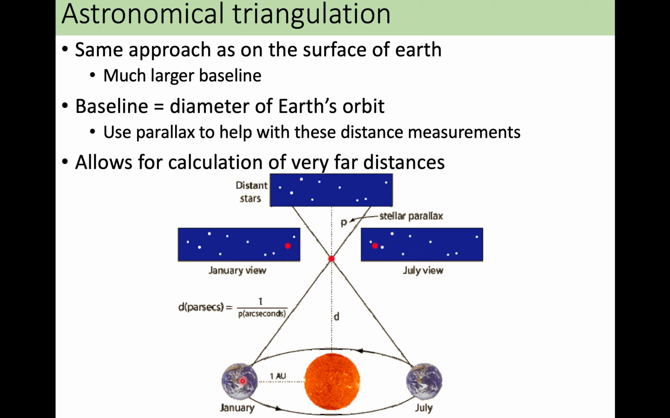So we take a measurement in January, and then we wait and we take another one in July when we're on the other side of our orbit. So then our baseline is 2 astronomical units. Where the astronomical unit, remember, is the distance from the Earth to the Sun, so sort of the radius of our orbit, our baseline would be 2 of those because we're going from one side of the orbit all the way to the other side. So because the baseline is so large, this allows us to measure the distance to very far objects, and we're actually able to calculate super far distances, able to calculate the distance of these certain stars.